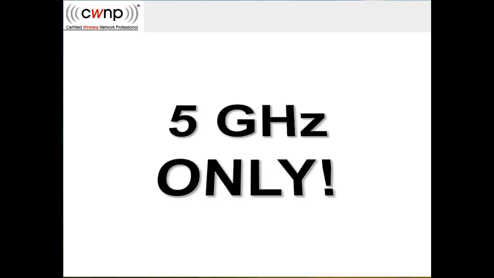So all the enhancements and all the new features we're going to talk about today are operational in 5 gigahertz frequency bands. That means obviously you're dealing with clients and APs that are going to have 5 gigahertz radios in them for this support.